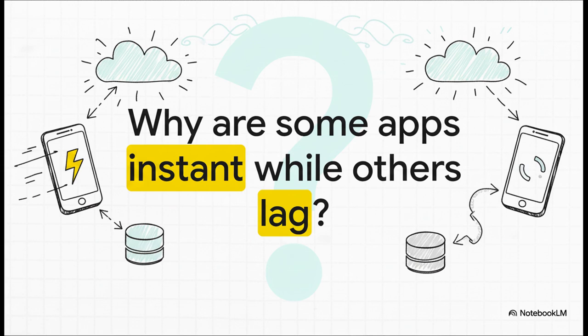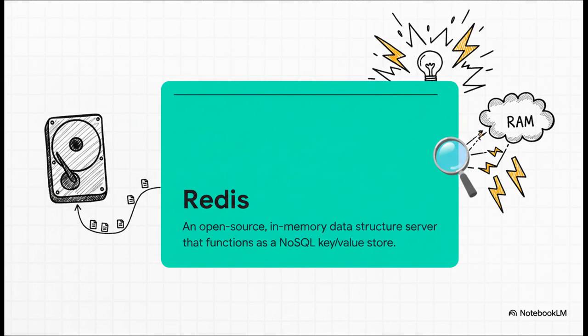Why does your social media feed update in a blink, but some other app takes forever just to load your profile? Well, the secret, a lot of the time, comes down to one thing: how quickly an application can get to its data. And that is exactly the problem Redis was built to solve.